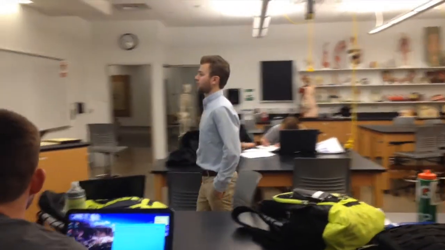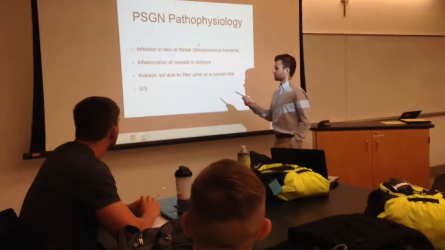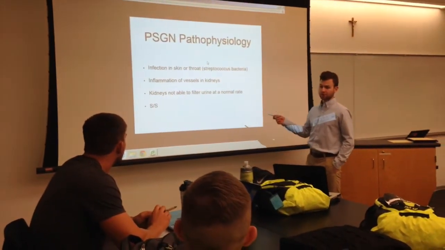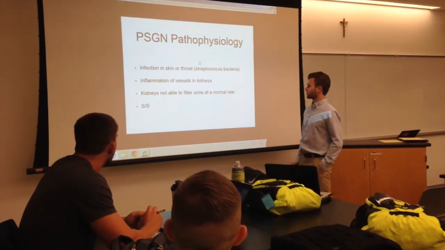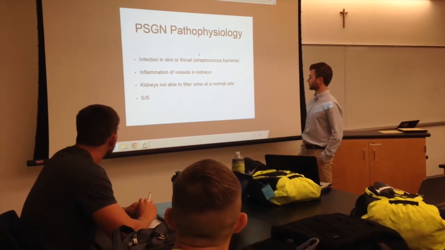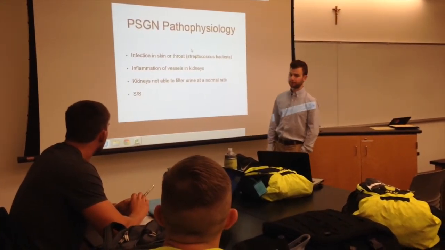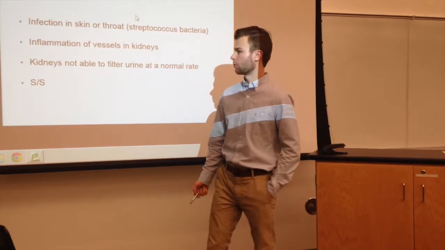Poststreptococcal glomerulonephritis pathophysiology. As stated, there's an infection of the skin or the throat, Streptococcus bacteria. Inflammation of the vessels in the kidneys results, and the kidneys are not able to filter the urine at a normal rate, and the signs and symptoms develop. Does that all make sense? No. Well, what was confusing about it?